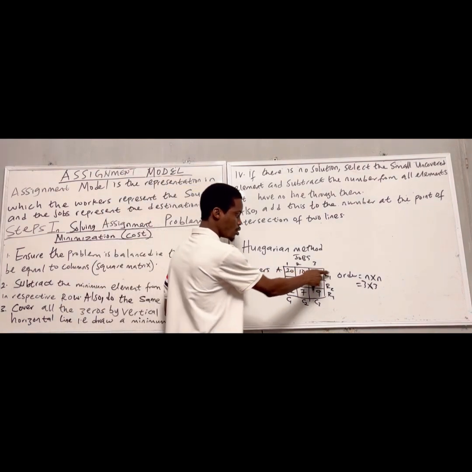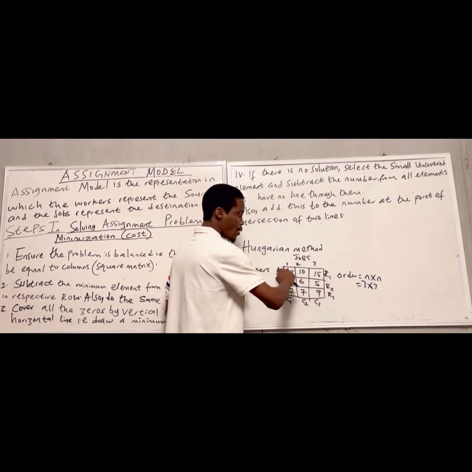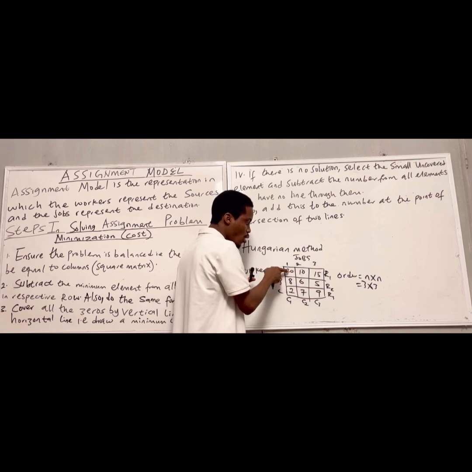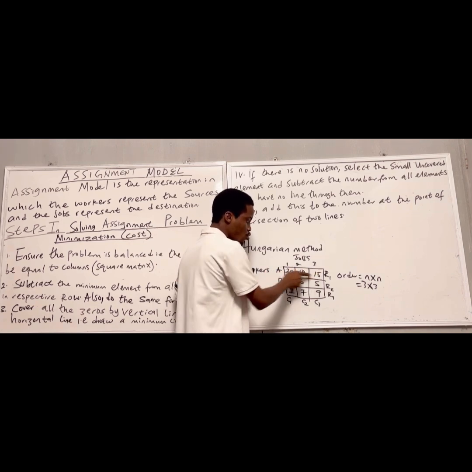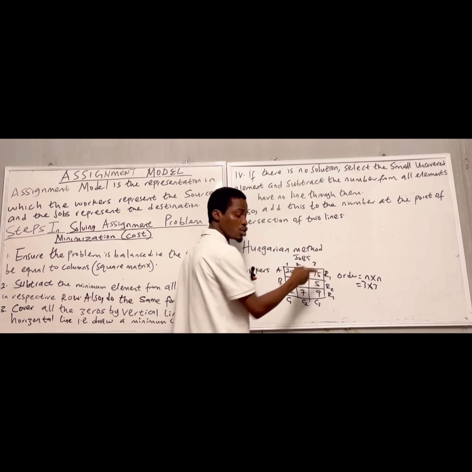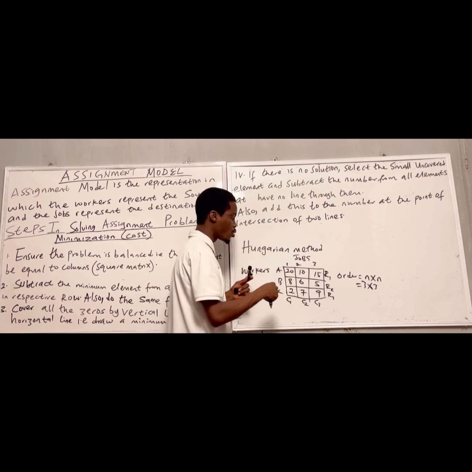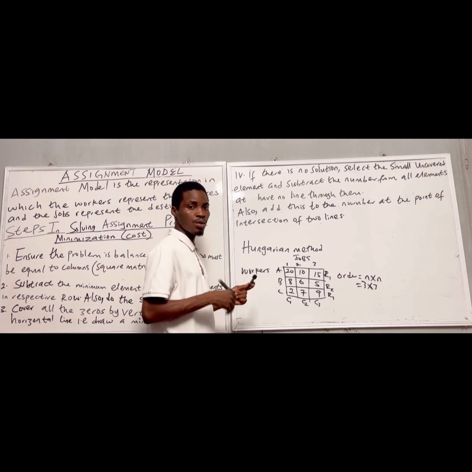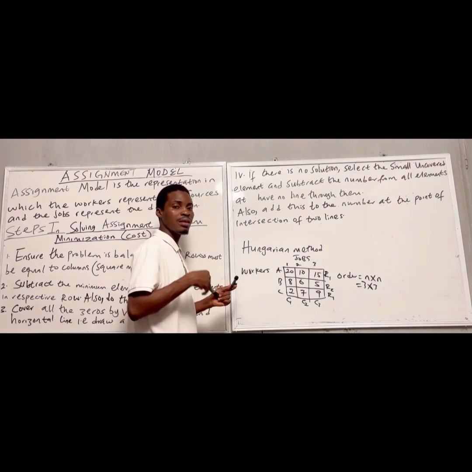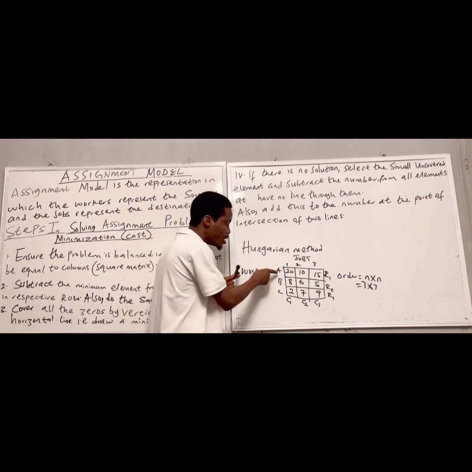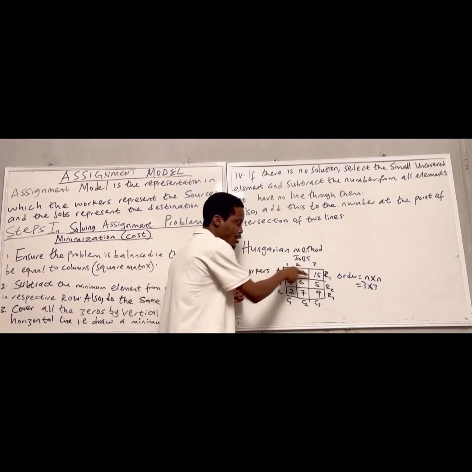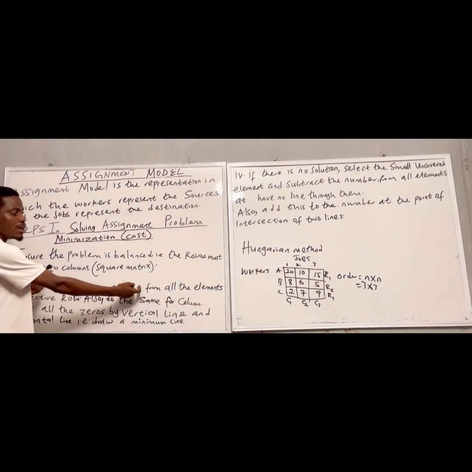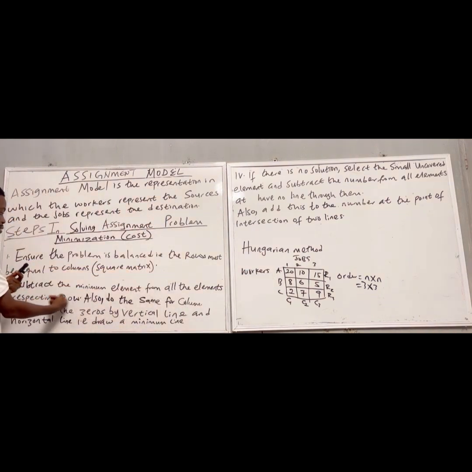This is our row here, this is our row here, this is our row here. Our row is horizontal, our column is vertical. You have to reduce this row. First row, row 1 here, which is 8, you have to reduce it by subtracting the least element. You can call it the minimum element, the least element, or the smallest element. To reduce this row, you subtract the minimum element from all the elements in the respective row.